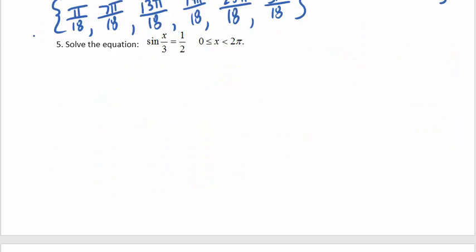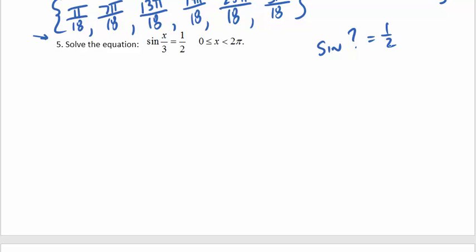All right, let's take a look now at question 5. Here we're asked to solve this equation, and again, this is a multiple angles equation. Sine of x over 3 is equal to 1/2. And we're just looking for solutions here between 0 and 2 pi. So very similar to the last question we just did, trying to figure out sine of what angle is going to be 1/2. And from there we set up our little mini equation for multiple angles and find all of our solutions. So go ahead, pause your video player and give this one a shot.